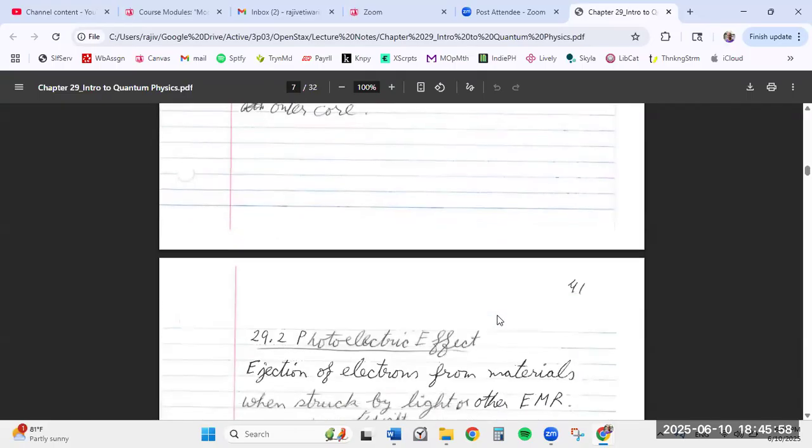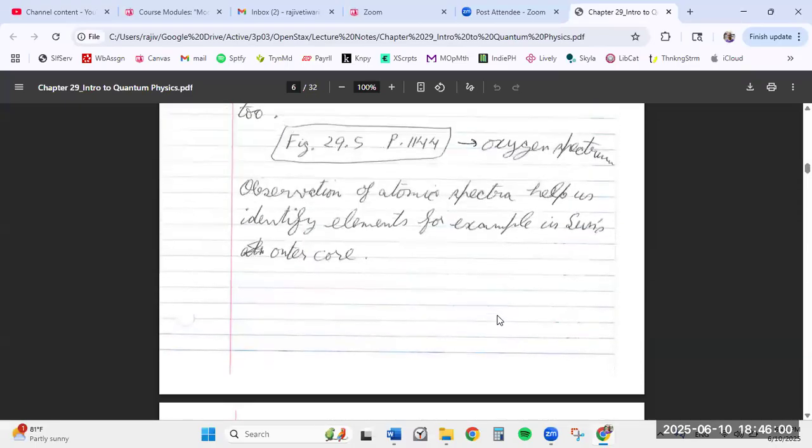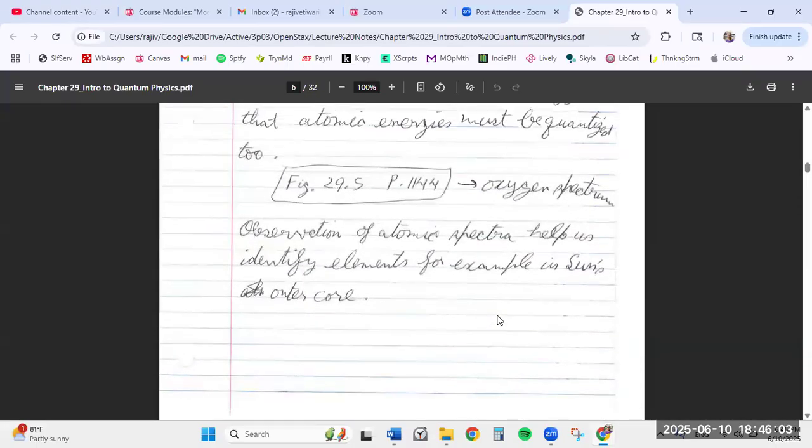Okay, we'll continue with the photoelectric effect as one of the quantum phenomena that is foundational to quantum physics in the next video.